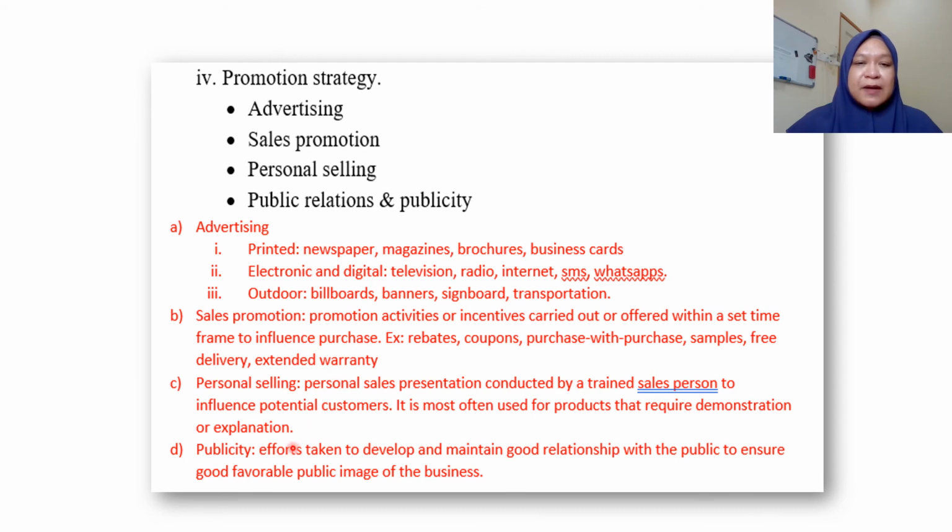You can also do public relations or publicity. These are efforts taken to develop and maintain a good relationship with the public, to ensure a favorable public image of the business. You do charity things so that the market, the customers, will see that you have such a good image.